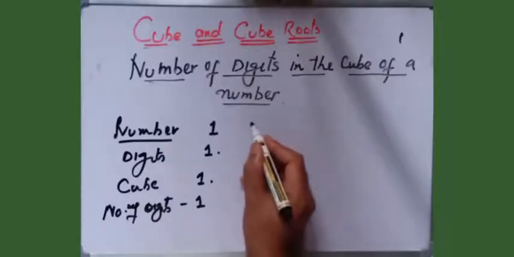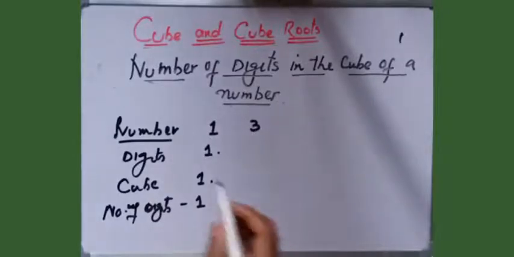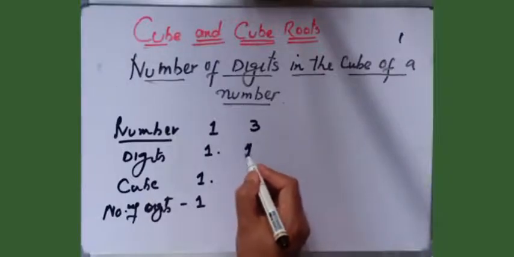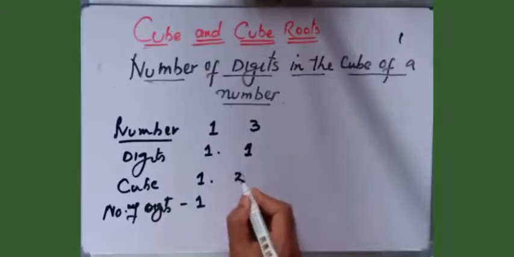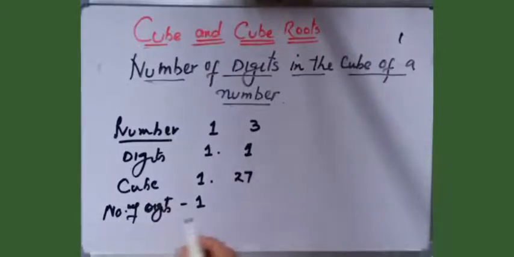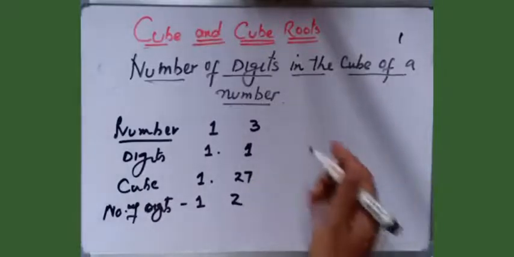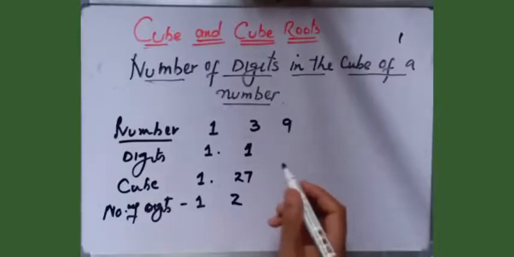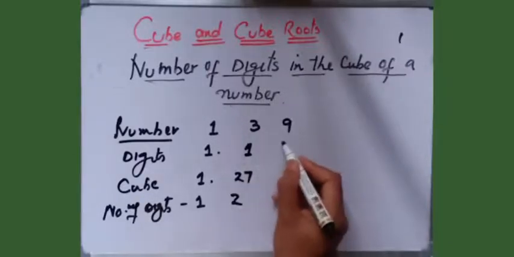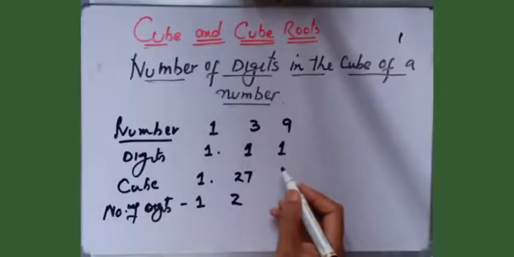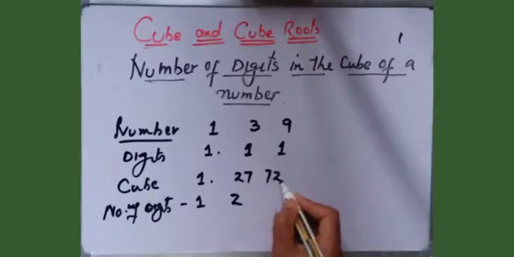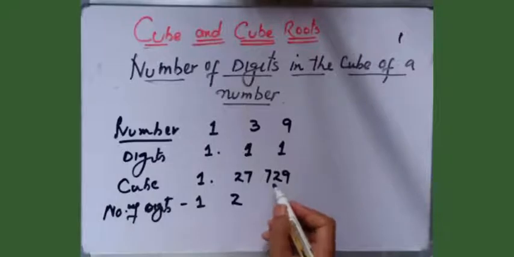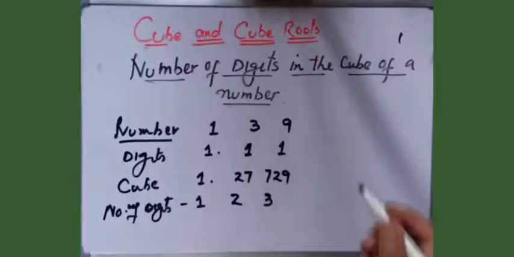Let's take another number, say 3. The number of digits in this is 1 again. What is its cube? 3 into 3 into 3 is equal to 27. So the number of digits in the cube of this 3 is 2 digits, right? Another example, say 9. The number of digits in this number is 1. What's the cube of this number? 9 into 9 into 9, that is 729. Okay, you can calculate this. The number of digits is equal to 3. Another example, say 10.